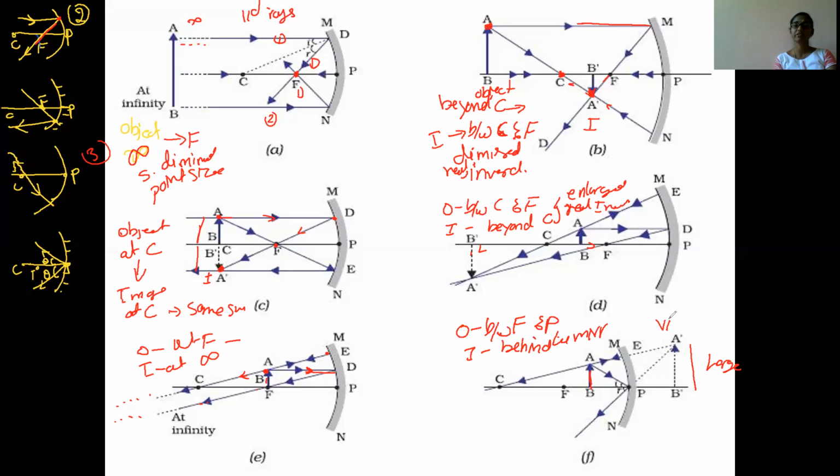So only this condition in the concave mirror gives a virtual image. The remaining are all real. Only the last condition is virtual, and it is erect. In all the other conditions you get B prime A prime, inverted. Here only you get A prime B prime, that is, it is erect, not inverted. A virtual, erect and enlarged image you are going to get here. I hope this is clear to everyone. Any doubts, you can comment.